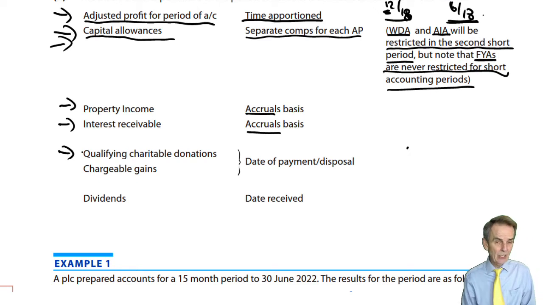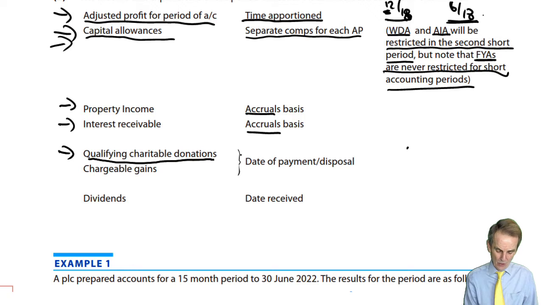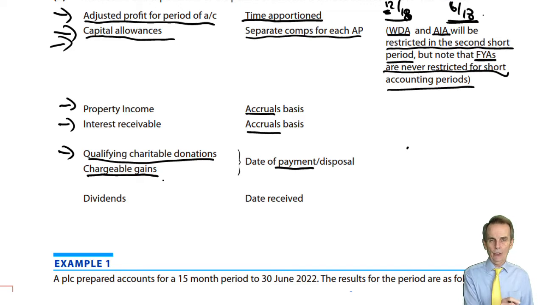We might have a deduction from the total of all income, of course, our total profits. We might have a qualifying charitable donation, which would be based on the date of payment. But before we get to that deduction of total profits, we'd need to include chargeable gains. So we now allocate. We're going to allocate donations as to what was paid in the 12-month period, what was paid in the 6-month period.